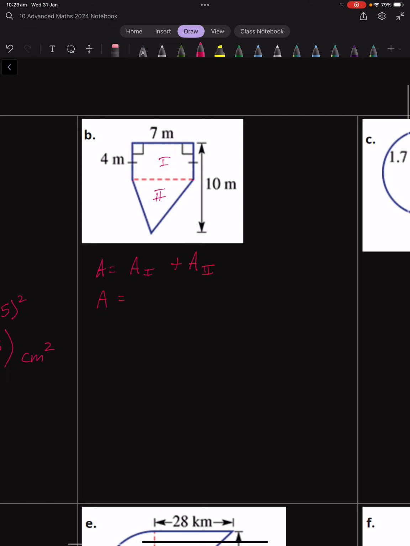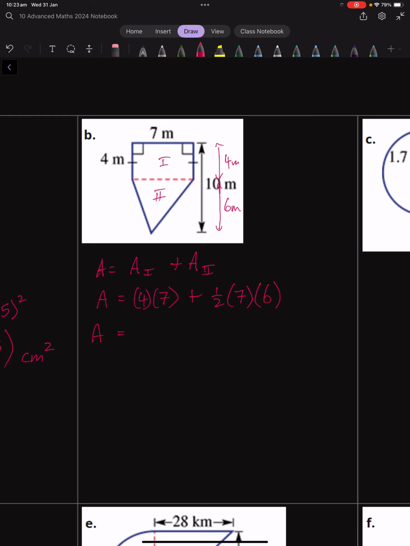First area is a rectangle, so base times height. Length by width, whichever way you like to think about it, 4 times 7. The next one, the triangular area, I've got 1/2. The base is 7. Now the height, it's not 10. 4 metres has already been accounted for by that rectangular portion, so the remaining portion, make sure it adds up to 10, is 6. So the height of that triangle must be 6.